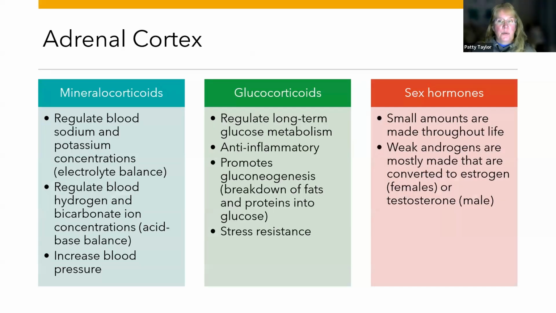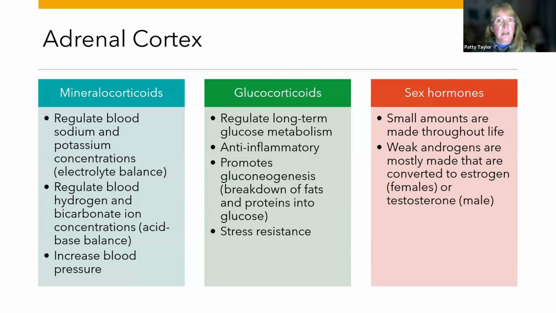Let's take a moment to go into more detail. So mineralocorticoids, like aldosterone, regulate salt concentration in the bloodstream. So what do we mean by salt? Things like sodium and potassium concentration. These are electrolytes. So we're talking electrolyte balance in the bloodstream. Aldosterone also regulates blood concentration of hydrogen ions and bicarbonate ions.